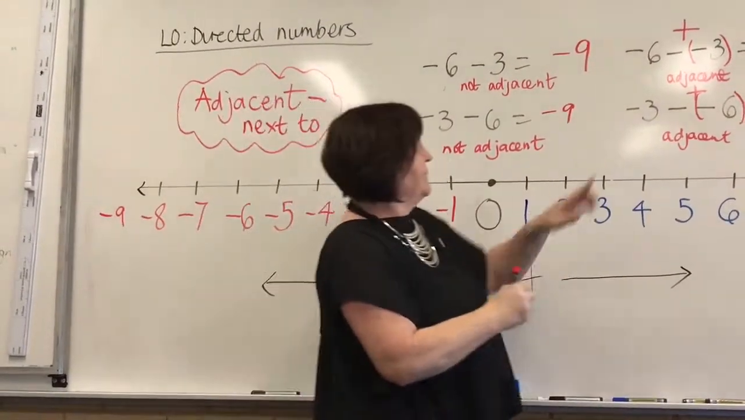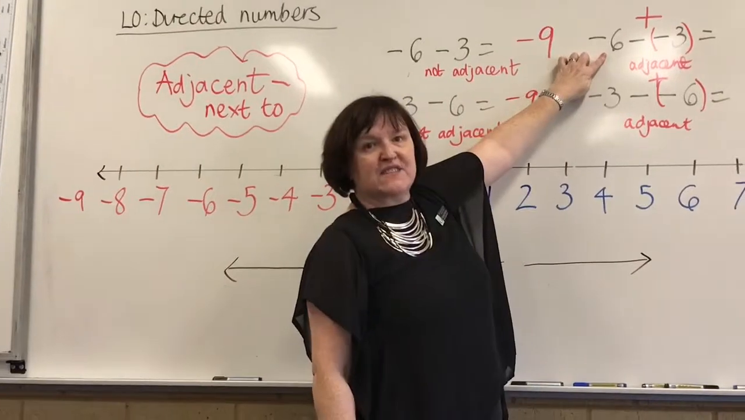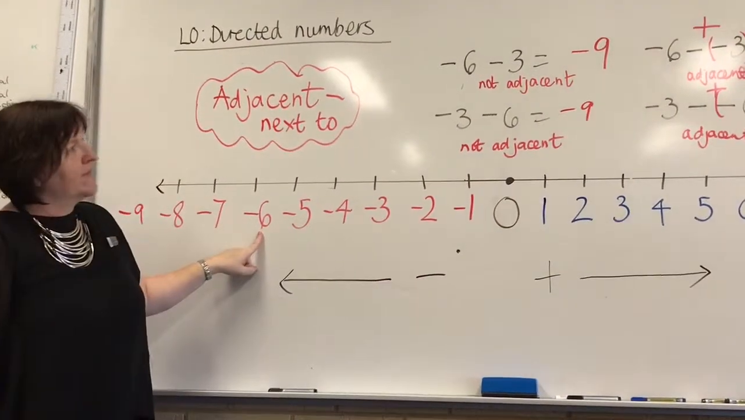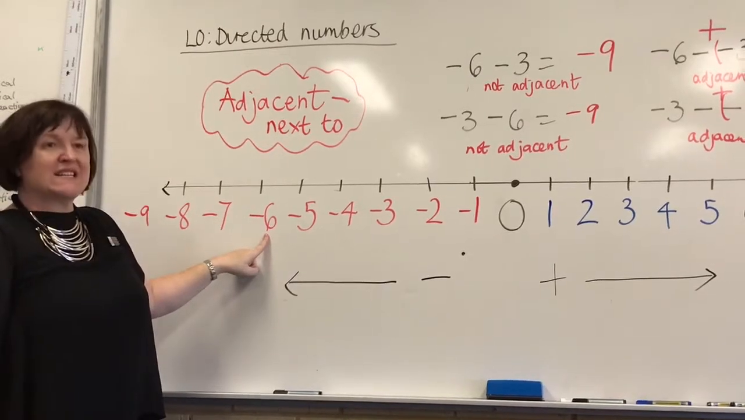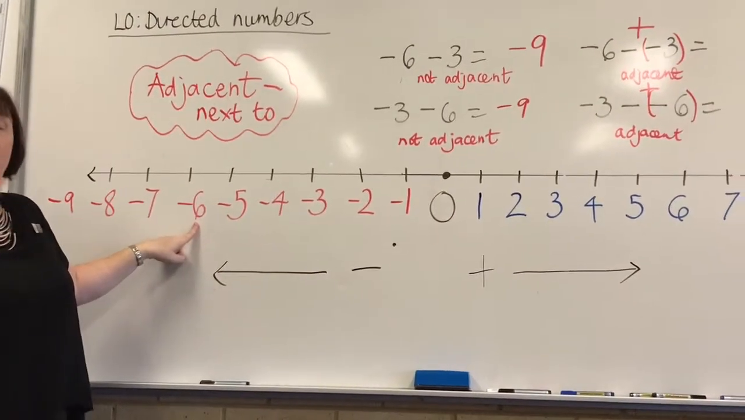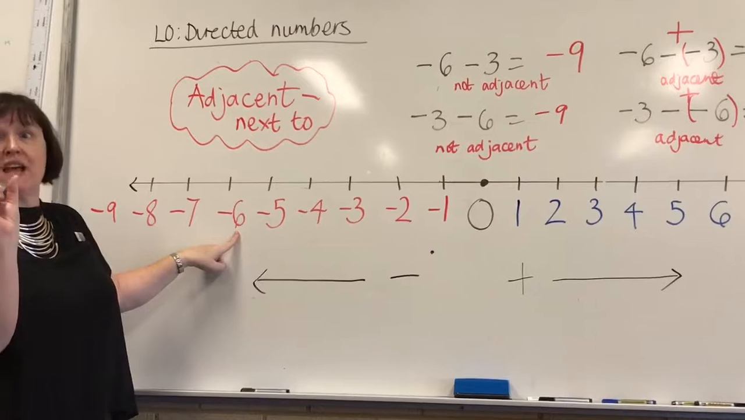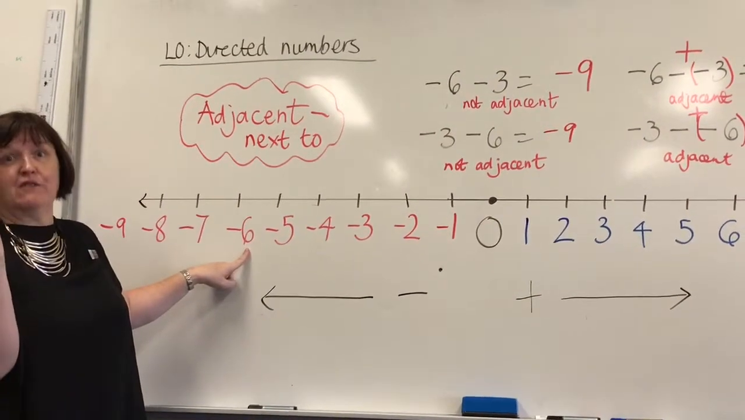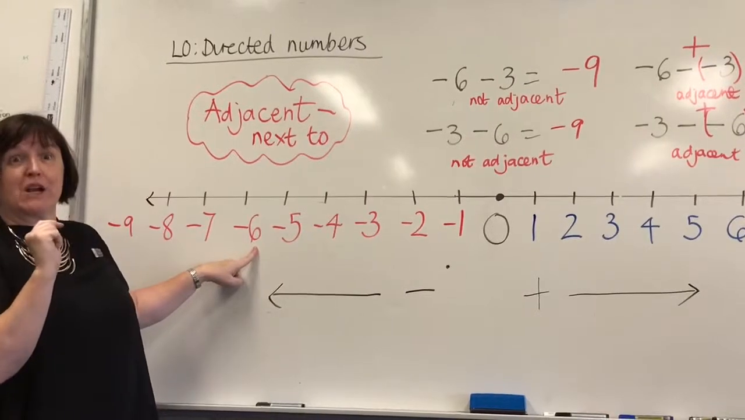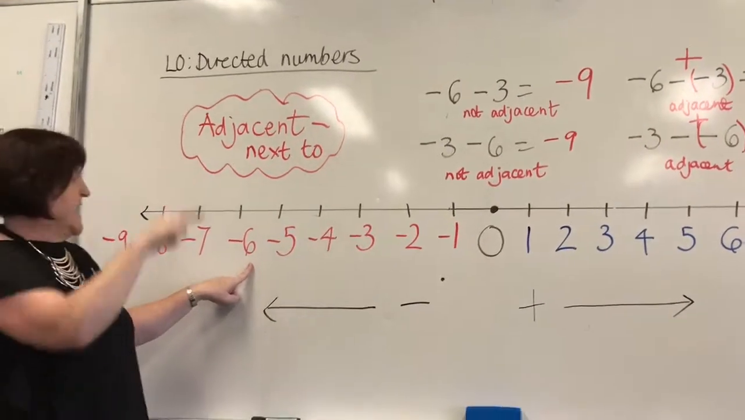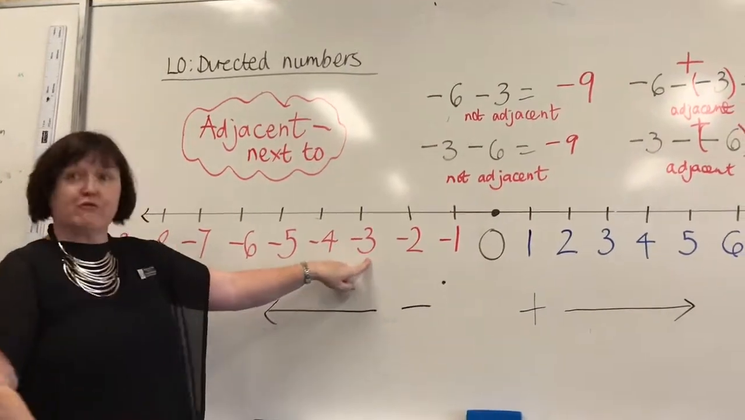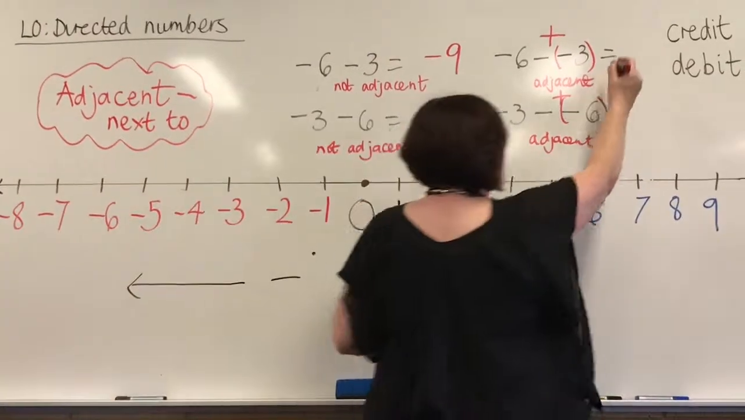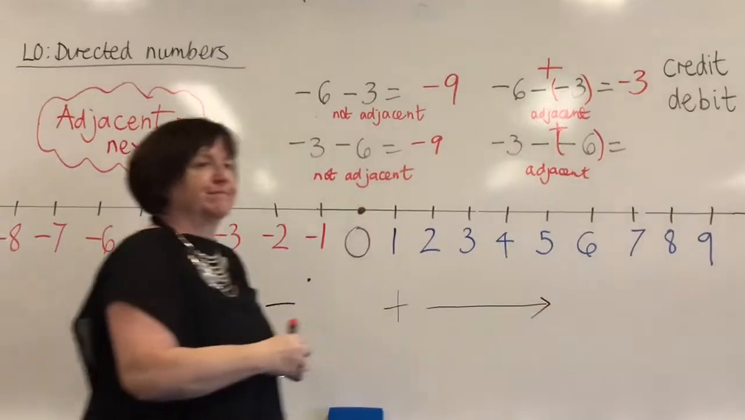Now here, I'm at -6. That's right back here. And I've got to take away -3. But what happens with the two takeaways next to each other? You add them. They become a positive. So which direction am I going to go in? Positive. That way, yes. So 1, 2, 3. So -6 take -3 is -3.